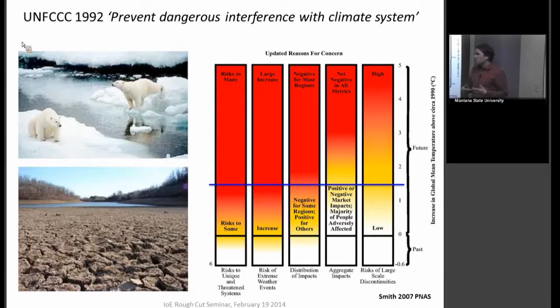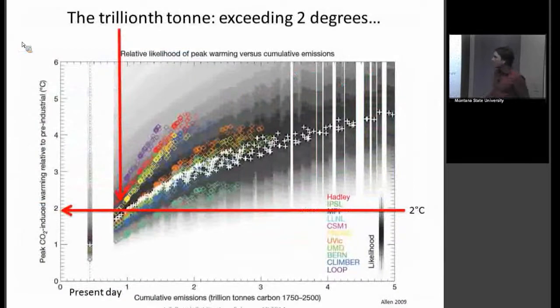And so following this 2 degree target, a lot of effort went into trying to understand how much, or what concentration or what cumulative contribution of greenhouse gases could be in the atmosphere before we move beyond this 2 degree temperature change. And so this analysis was based on the fourth assessment report, carbon cycle models coupled to atmospheric models.